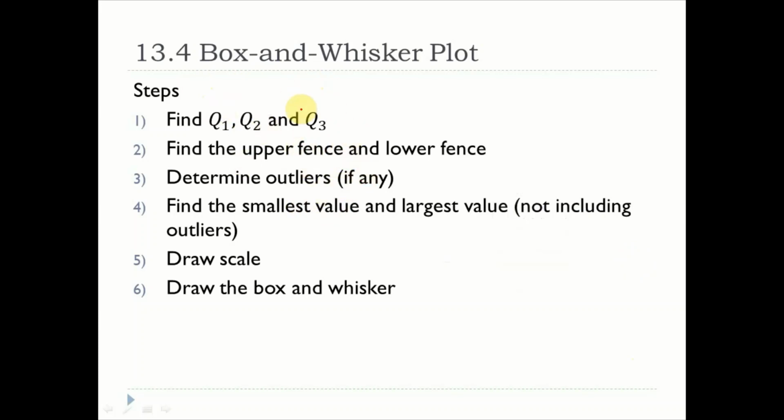I will show you by example, but first I will introduce to you the steps to draw a box and whisker plot. The first step is we need to find Q1, Q2, Q3, where Q1 is the lower quartile, Q2 is the median, and Q3 is the upper quartile. And then we need to find the upper fence and lower fence. I will show you later. Determine outliers, if any. I will also show you this later. Find the smallest value and largest value, and then we draw the scale. Lastly, we will draw the box and whisker.